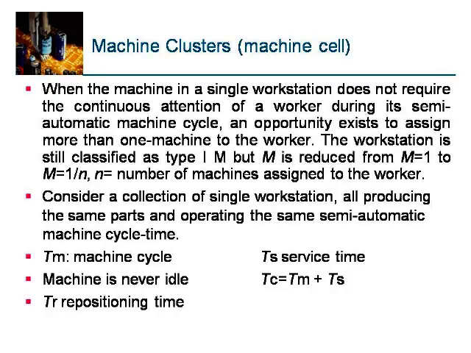Consider a collection of single workstations all producing same parts, operating the same semi-automatic machine. Cycle time Tm is equal to machine cycle time, and Ts is service time, and machine is never idle, and Tr is repositioning time, and Tc is equal to Tm plus Ts.